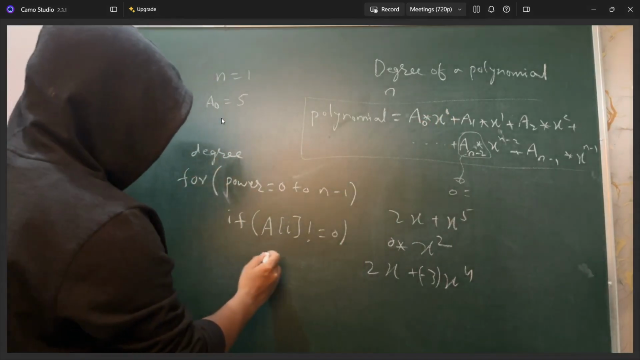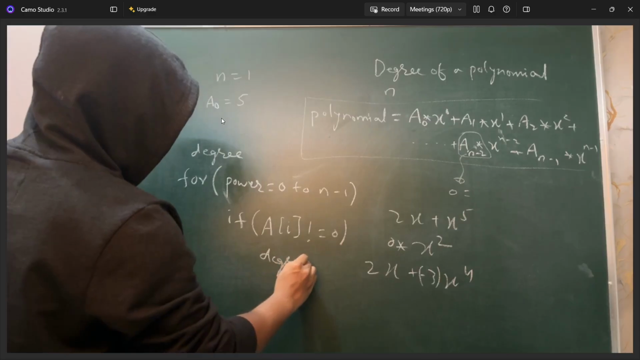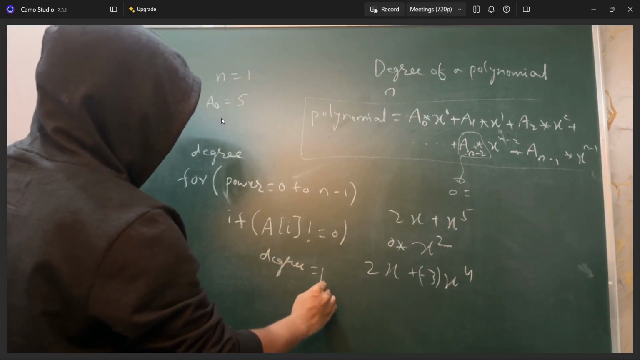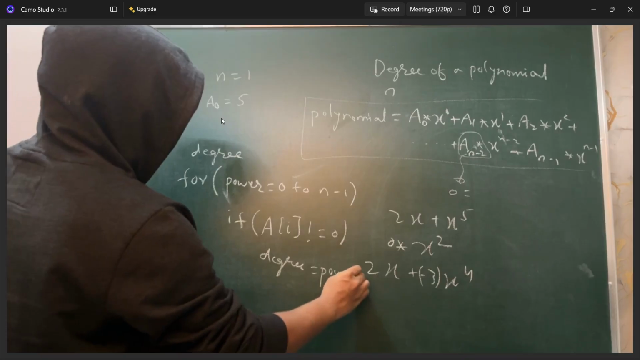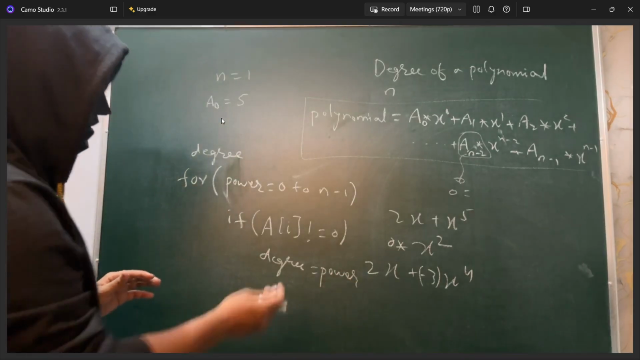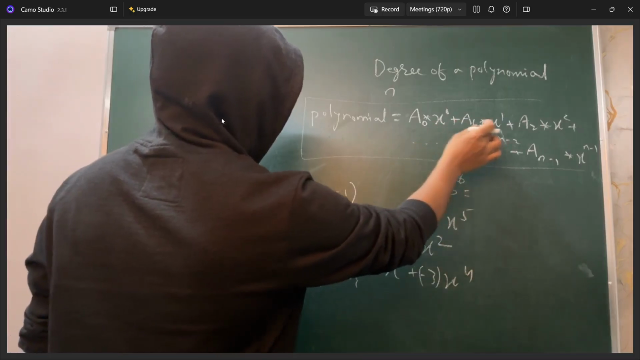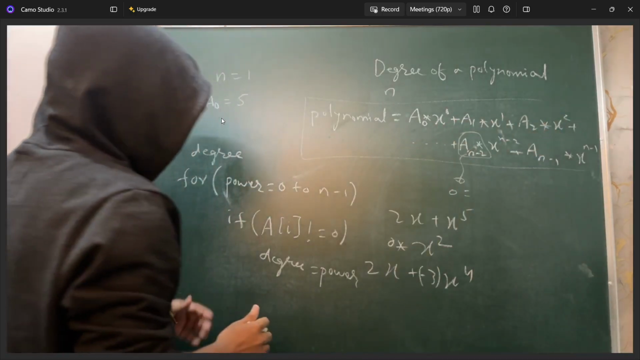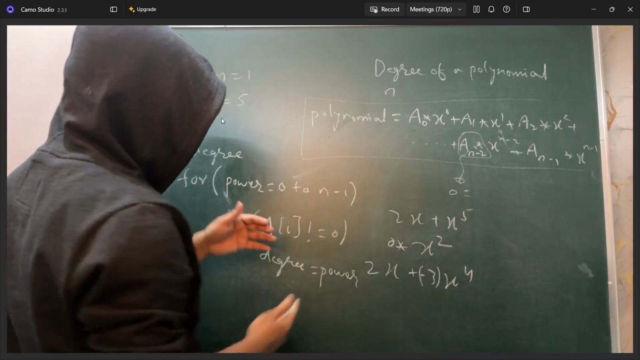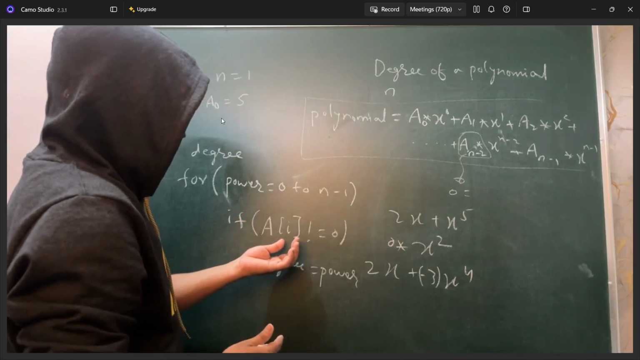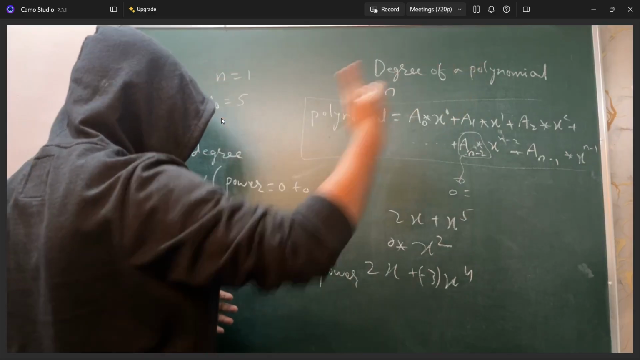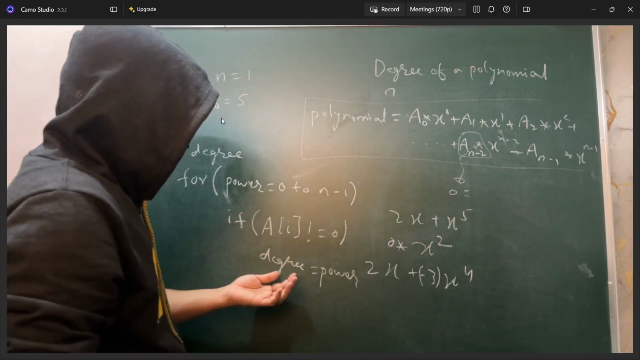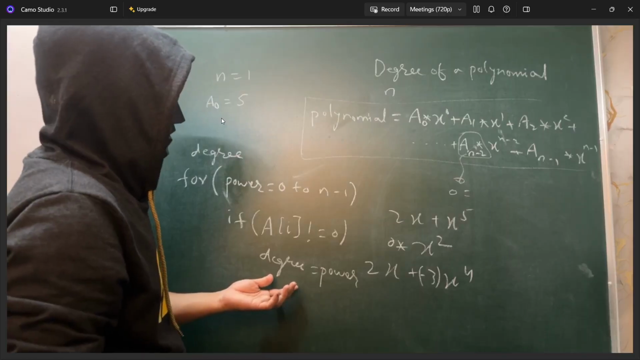So your degree will be updated to power. Since it is in increasing order like x power 0, x power 1, x power 2, till what term you don't have coefficient 0, the latest, I mean the highest degree, that will be in this degree variable, right?